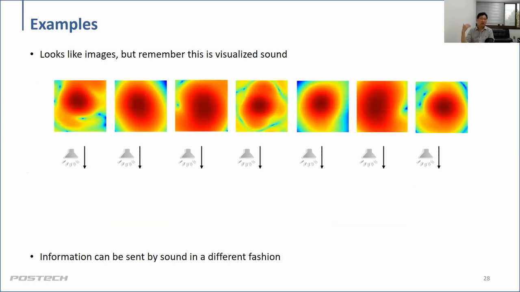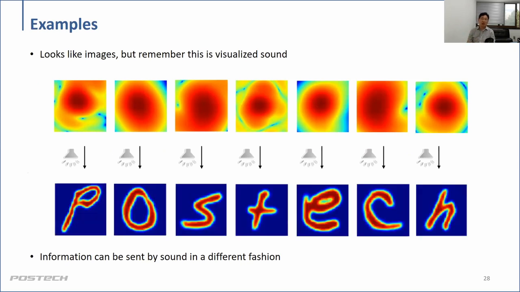So basically you're going to hear the sound, and using the models, we can estimate, like the first one, probably the sound is P and O. The speakers are not saying P, they're going to make some noise at different locations. Because we are talking like that, we can send out the information. But in this case, the key information is located in the location of the speakers.